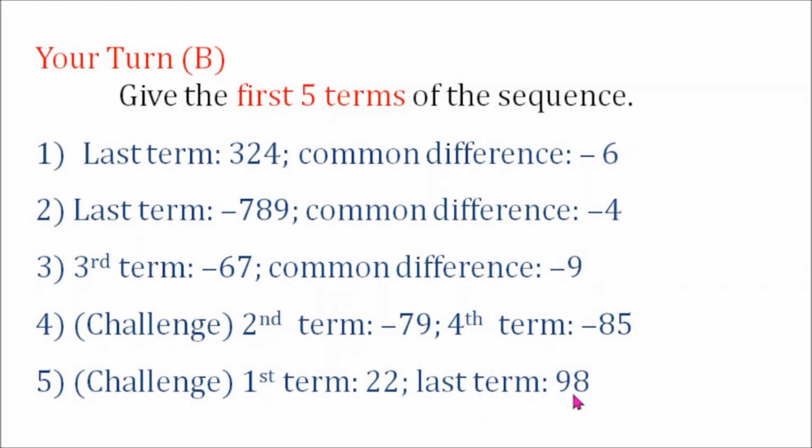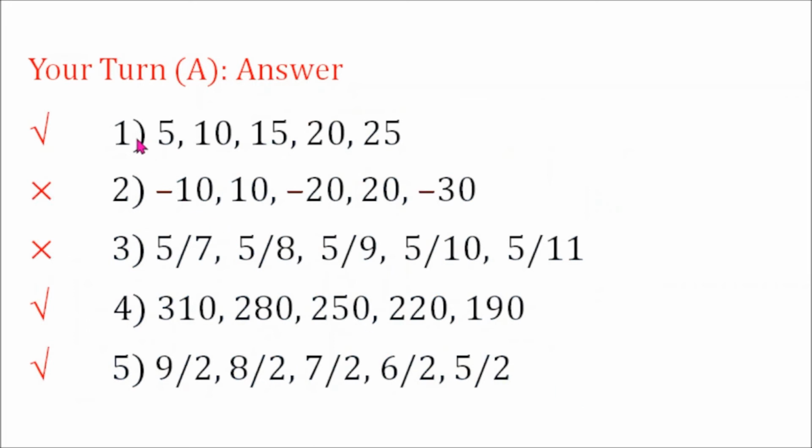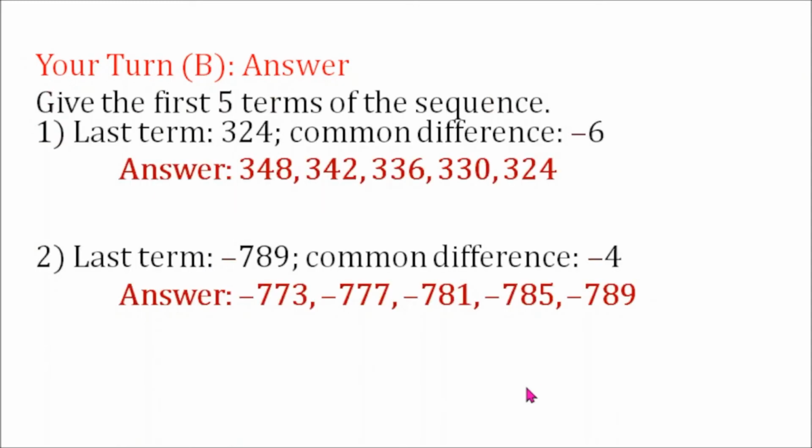Now I will show you the answer. For part A, number 1 is check. It's an arithmetic sequence. Number 2, it's not. Number 3, it's not. Number 4, yes, it's an arithmetic sequence. Then number 5, it's also an arithmetic sequence.